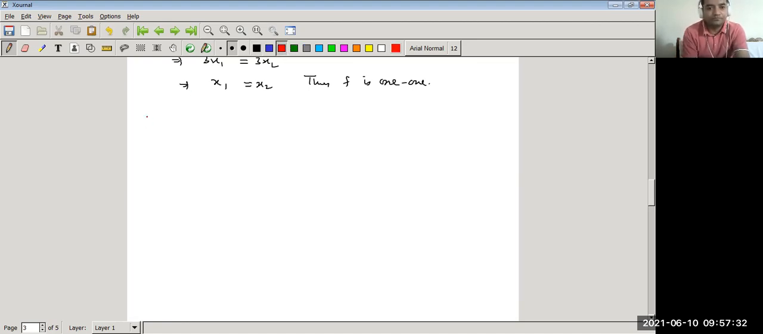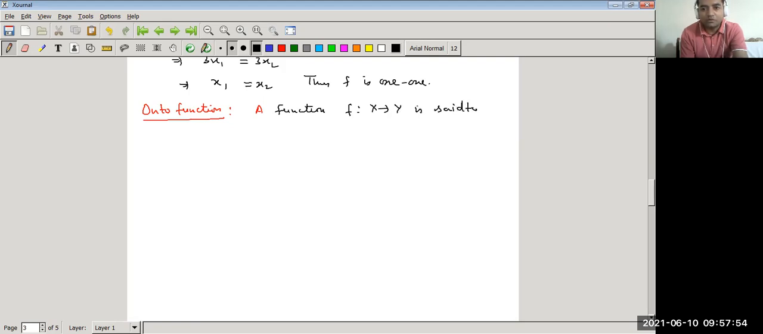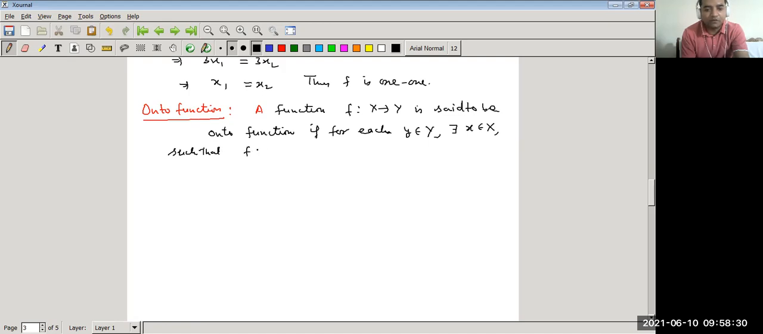Now onto function. A function f from X to Y is said to be onto function if for each y belongs to Y, you can take any element from the codomain, any element y belongs to Y, there exists x belongs to X such that f of x is equal to y.